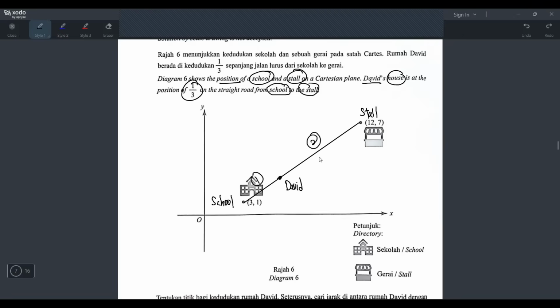Bukan 1/2 ah. If 1/2 salah already, right? It has to be 1/3. That's why it's 1/3 lah. So the distance here is actually 1/3 of the whole thing. Okay, hope you understand.